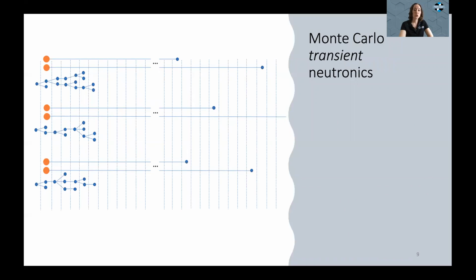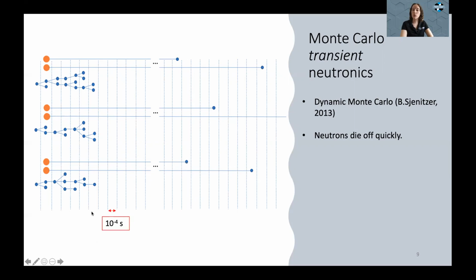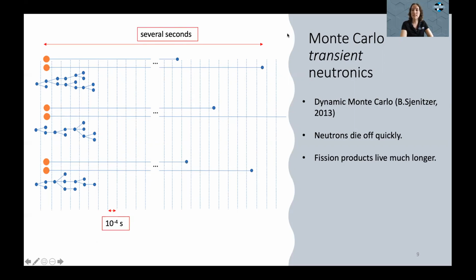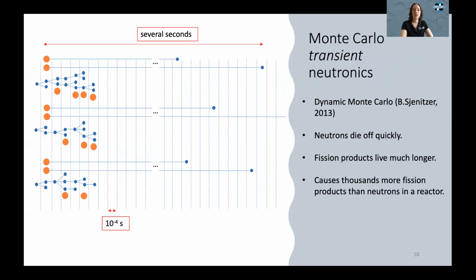Now, when we go to transient simulations, we have those fission products that we need to track because they are going to give us the delayed neutrons. And when you model them explicitly like this, this is called the dynamic Monte Carlo method. The neutrons die off very quickly, on the order of 10 to the minus 4 seconds, but the fission products live for several seconds. So this is a big discrepancy in the time. And keep in mind that we create fission products at every single fission that occurs in the system.